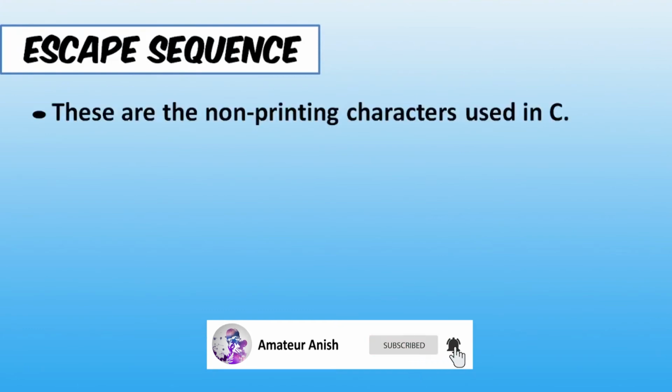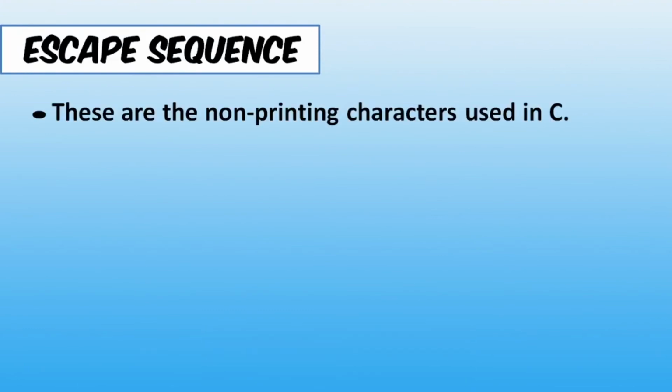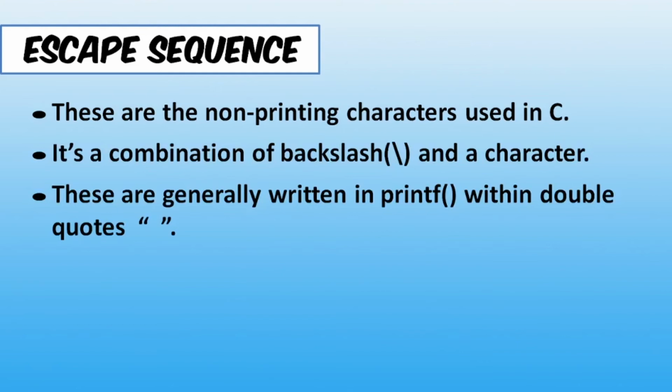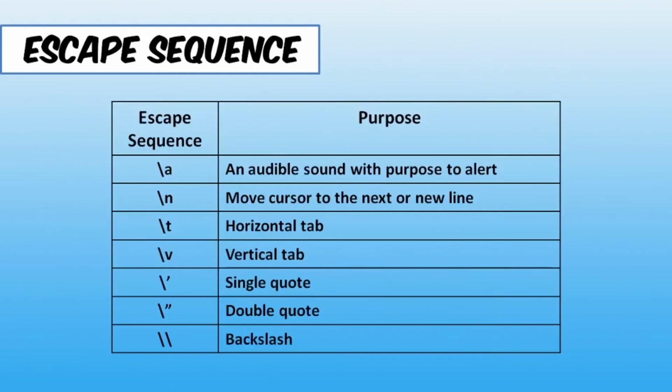Now let's talk about escape sequence. These escape sequence are the non-printing characters used in C programming language. So it's a combination of backslash and a character, and these are generally written in printf within double quote. So here are some most commonly used escape sequence in C programming language. So the first one is backslash and a. So this backslash a is used to alert the user by producing an alarming sound. Similarly we have backslash and n. We had been using this backslash and n from the beginning. So this backslash n moves the cursor to next line or a new line.